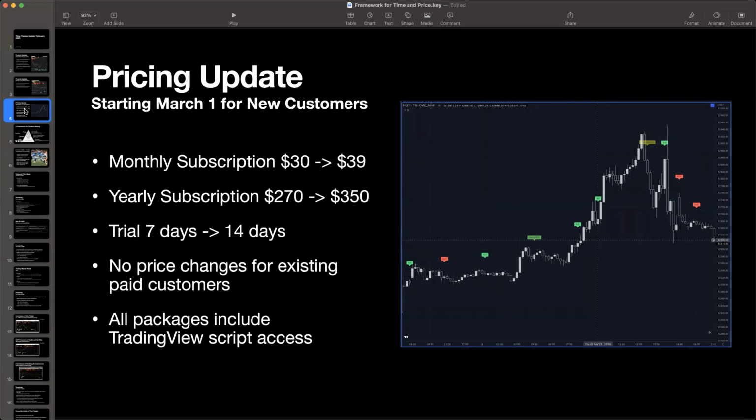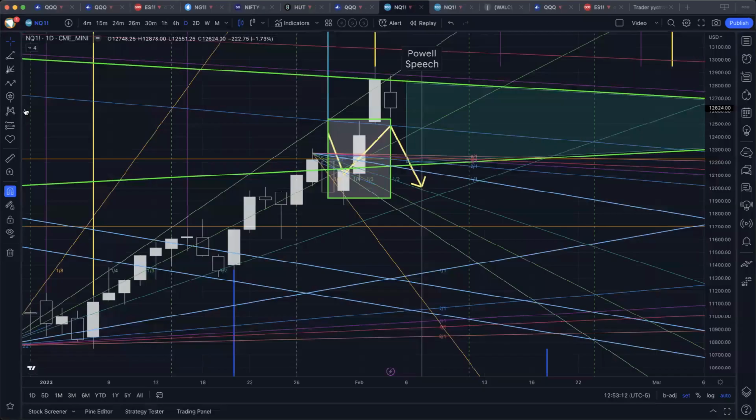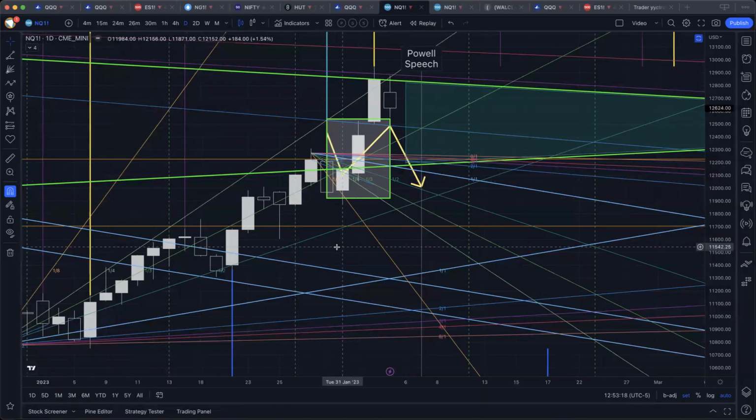Okay, so that's it for the product and pricing update for this week. Let's go and take a look at the week in review here. We're going to go over to TradingView, and we're going to take a look at the forecast that we built last week. That's the yellow line.